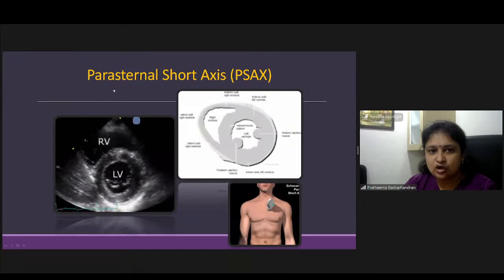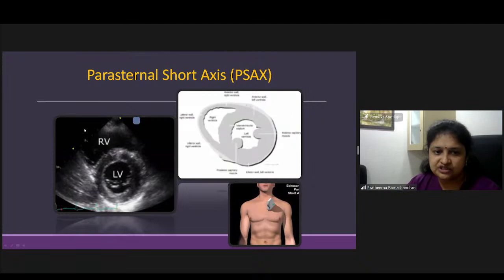This is a short axis view. The same probe, same place. If you just rotate 90 degrees and the probe marker is towards the left shoulder, then we will get an image like this. So this is a cross section of the left ventricle. We can see the muscle mass, and we can also see the right ventricle.